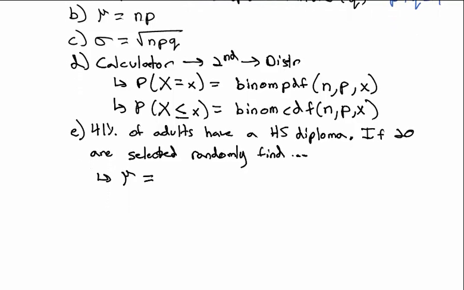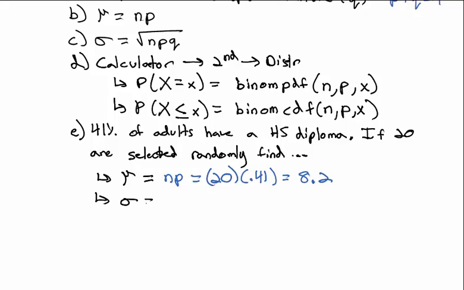Mu, you remember from option B, is the number times the probability of success. So the number is 20. The probability of success is 0.41. So on average, 20 times 0.41 is 8.2. So if we ask 20 random people, on average, 8.2 of them will have a high school diploma.